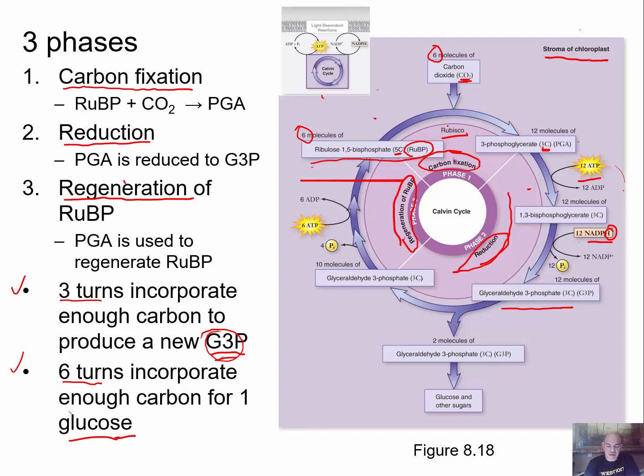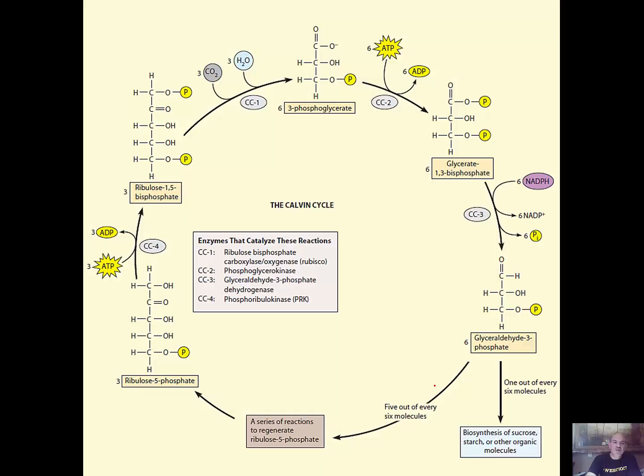Okay, so let's take a look at this from a better diagram here. But keep in mind that we have to do 3 turns around to give us just one glyceraldehyde 3-phosphate. Okay, and if we go 6 turns, then we're going to get 2 molecules of these, and those 2 molecules can be combined to form glucose. So here's the same process, but we're looking at it from a different diagram that shows the structural formulas.